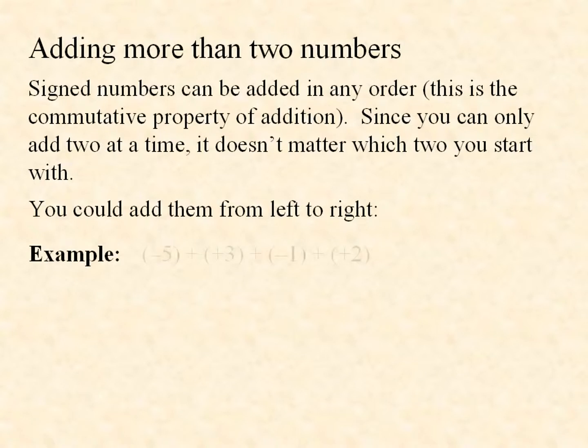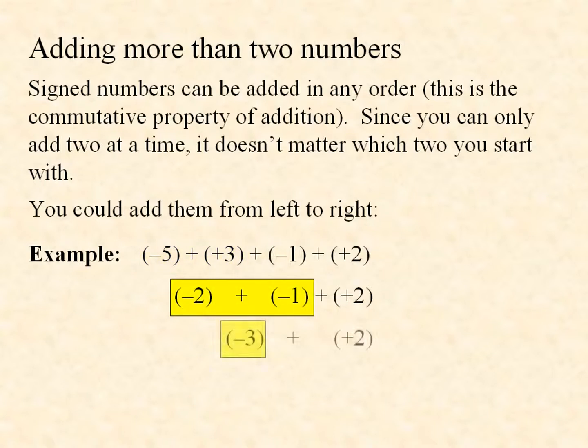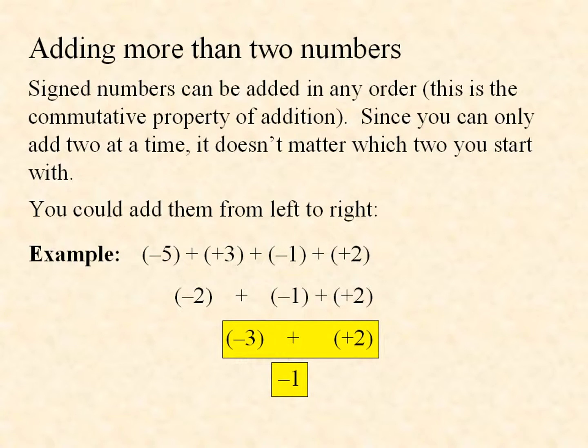For example, negative 5 plus 3 plus negative 1 plus 2. You could add the negative 5 and the positive 3, getting negative 2. And then you can add the negative 2 and the negative 1, getting negative 3. And finally, you add the negative 3 and the positive 2, and you get negative 1.